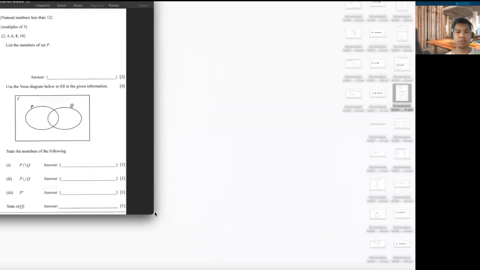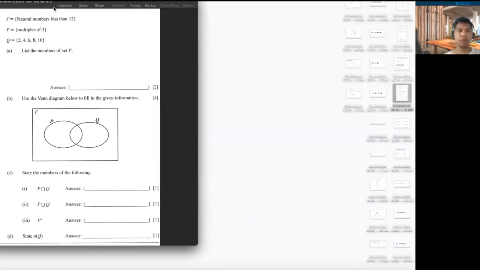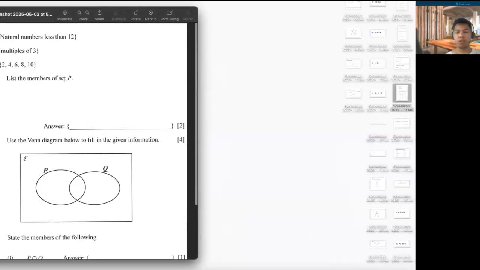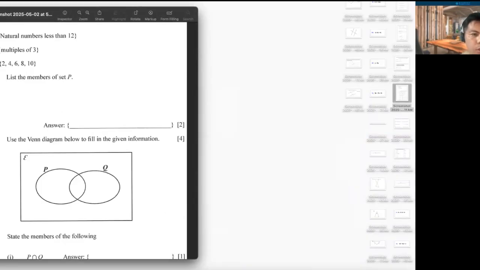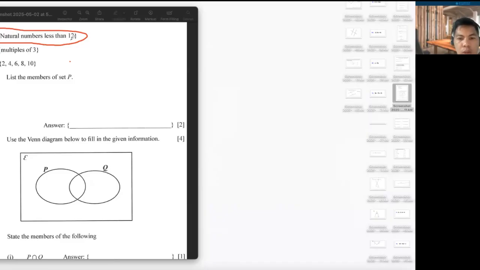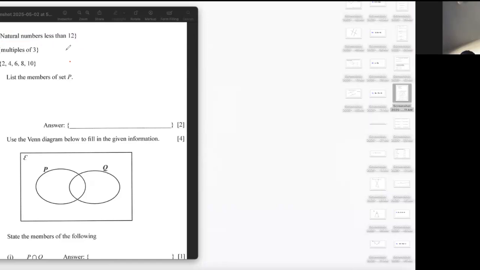Okay, let's review those terms. I'll be teaching this. So, set E, what is that? It is described as the natural numbers less than 12. Natural numbers are 1, 2, 3, 4, 5, 6, 7, 8, 9, 10. So less than 12 means until 11, that's 1 to 11.